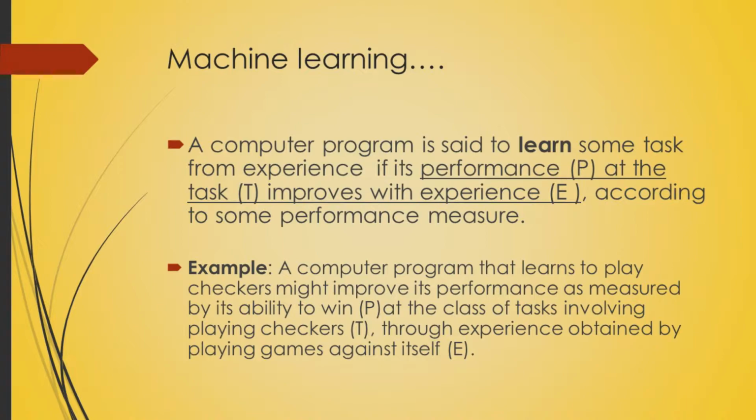In this case, we are playing checkers. The computer program that learns to play checkers might improve its performance as measured by its ability to win. So the performance criterion is the winning part. The class of the task involves playing checkers, so the job is to play checkers. In the first case, it was to tie shoelaces. Through experience obtained by playing games against itself or against somebody, as it does the same job several times, it is supposed to improve its performance. Good.